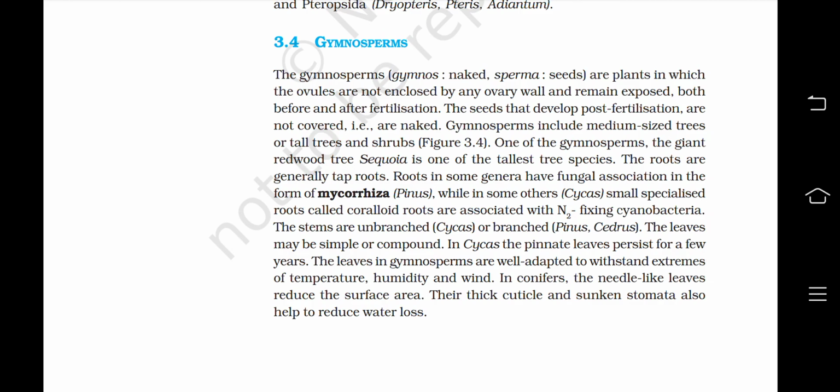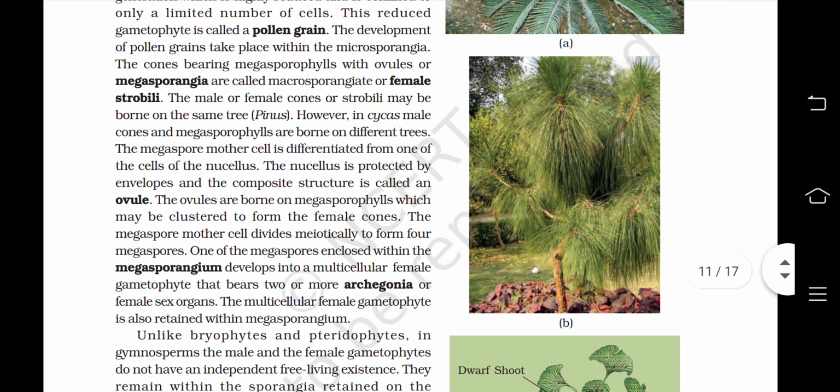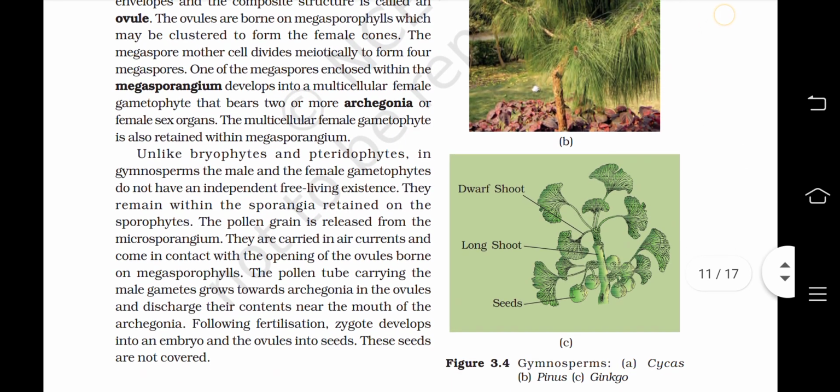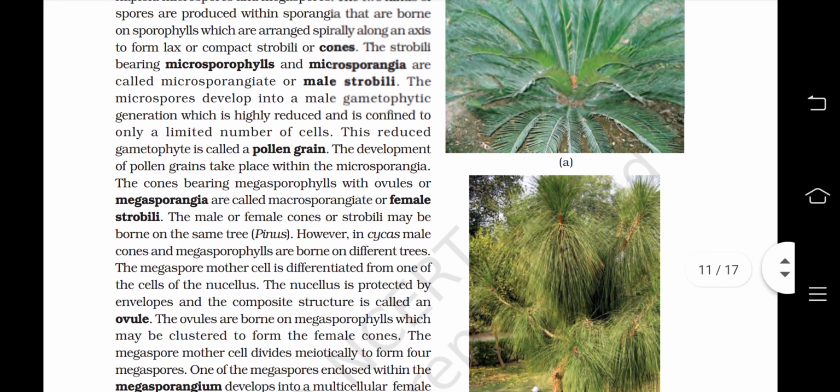Figure 3.4. Let us look at Figure 3.4. So, Figure 3.4 A is cycas, B is pinus, and C is ginkgo. Memorize the labels in the ginkgo as well: dwarf shoot, long shoot, and seeds. Okay, let's get back to that paragraph.